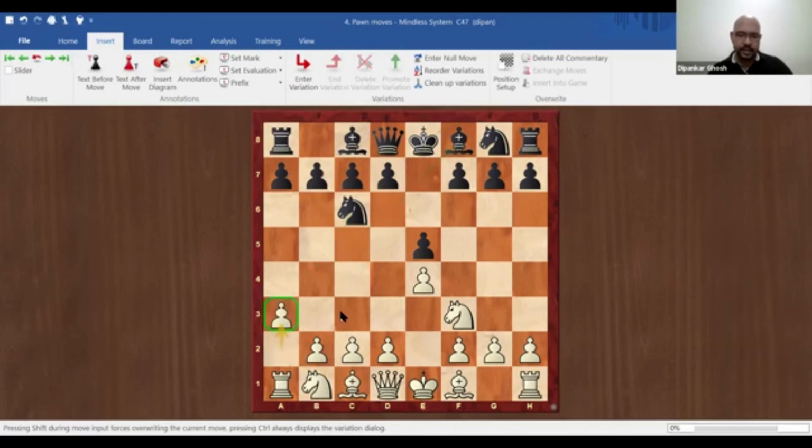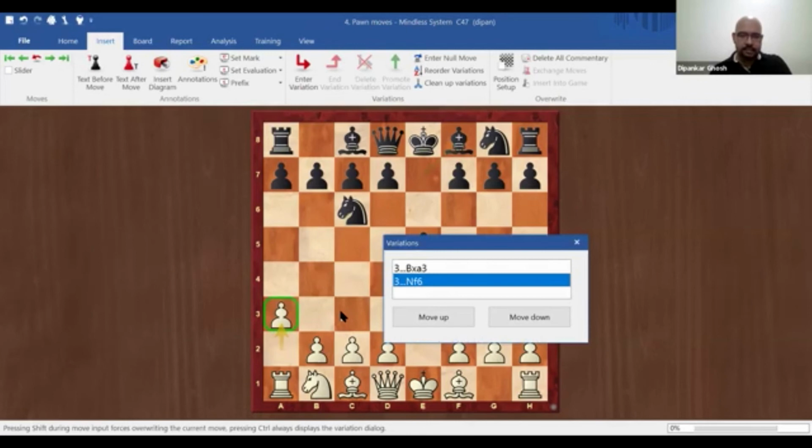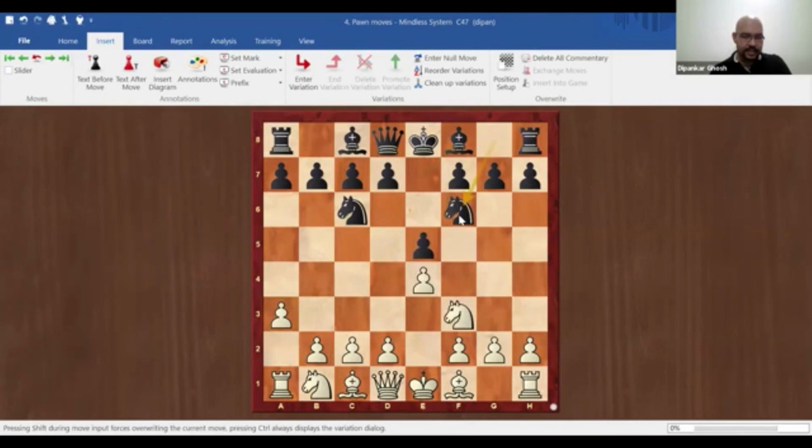Okay, so let's see what happens. a3, and black does the right thing. Black just gets his pieces out. Knight f3, attacking the pawn now. White brings the other knight out and defends. Black brings his bishop to this very nice active diagonal on c5.